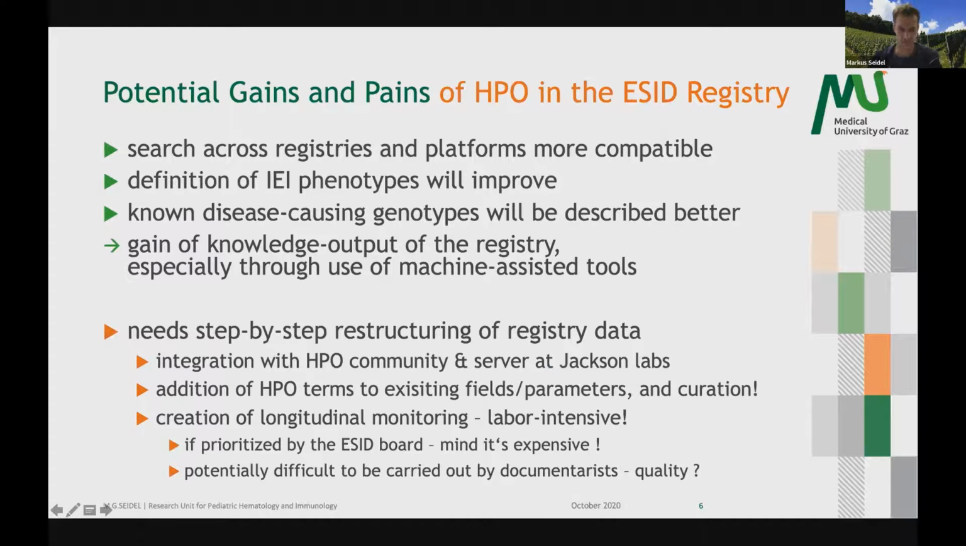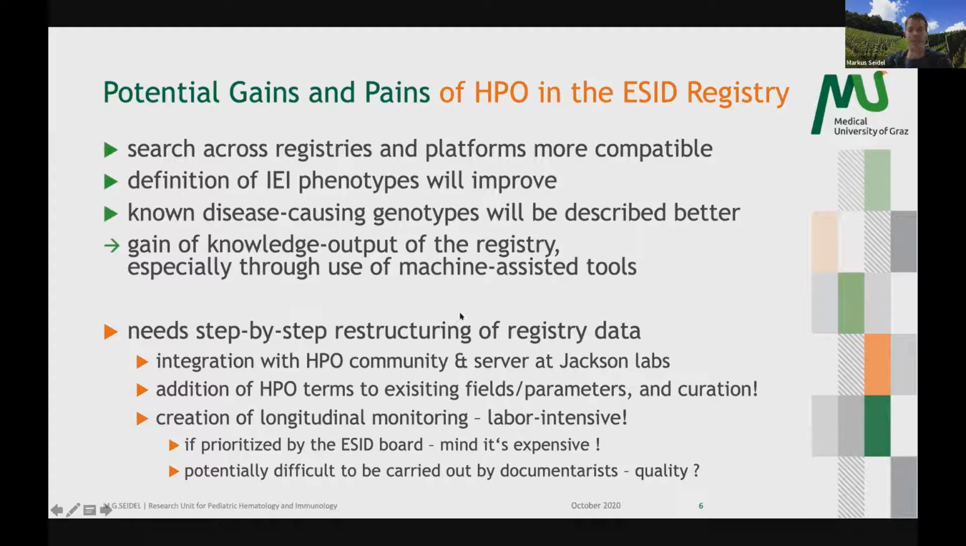So, in summary, the potential gains and pains, as I see them, is that adding the HPO terms in the ESID registry would probably make the search across registries and platforms more compatible. The definition of inborn errors of immunity phenotypes will improve. The known disease-causing genotypes will be described better, and the gain of knowledge output of the registry, especially through the use of machine-assisted tools, would probably be really big.